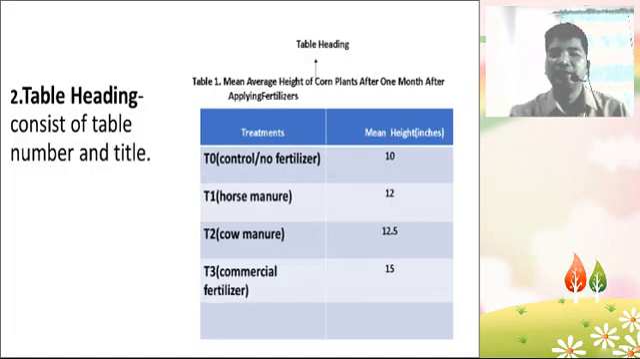Okay, the next part of the statistical table is table heading. It consists of table number and title. So this one is the table heading. You can usually see it on the top of the table. It has the table number and the title of the table.